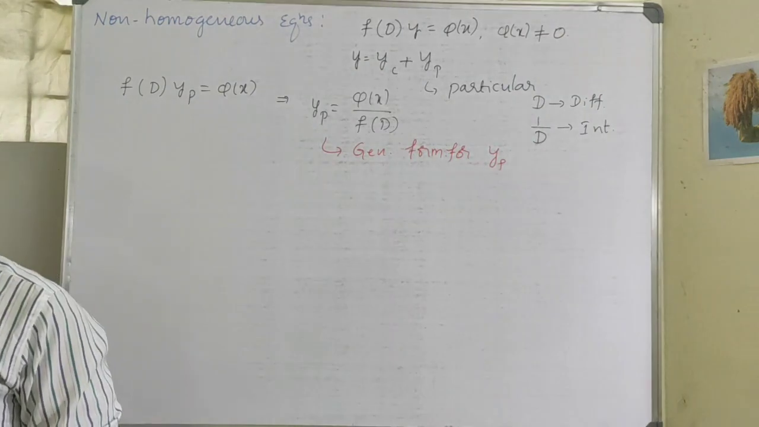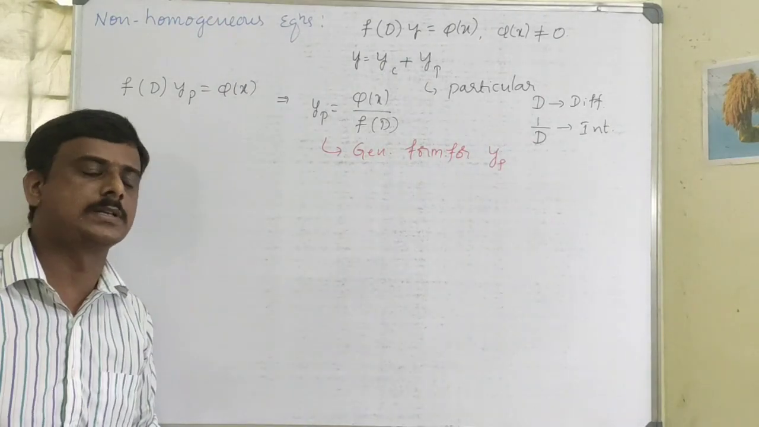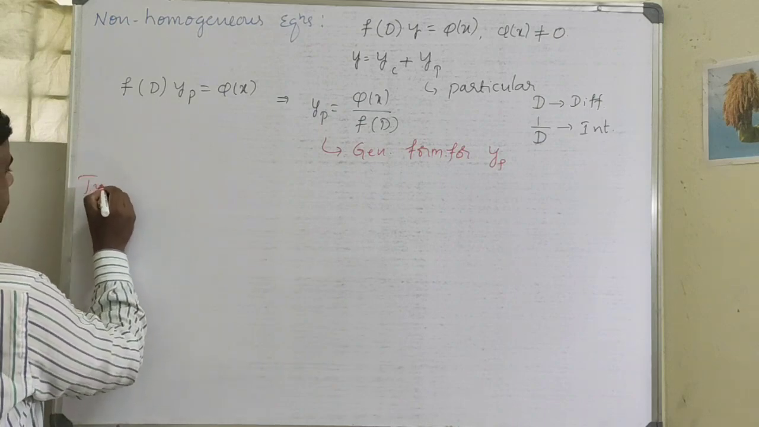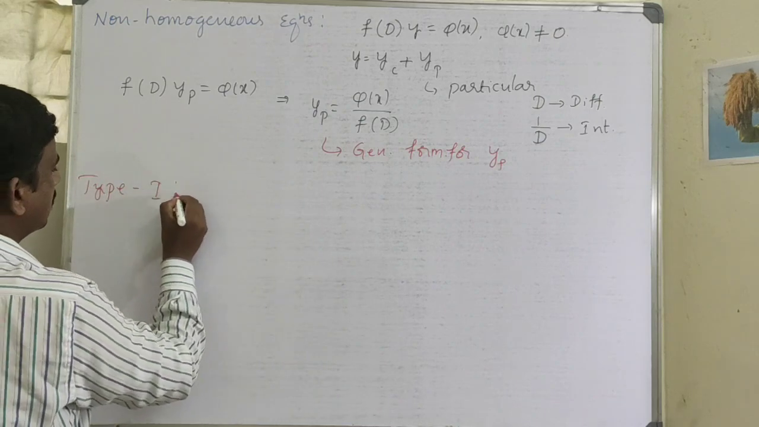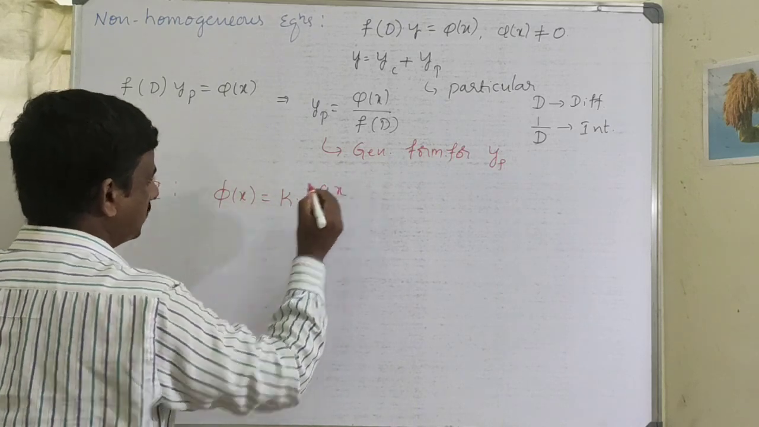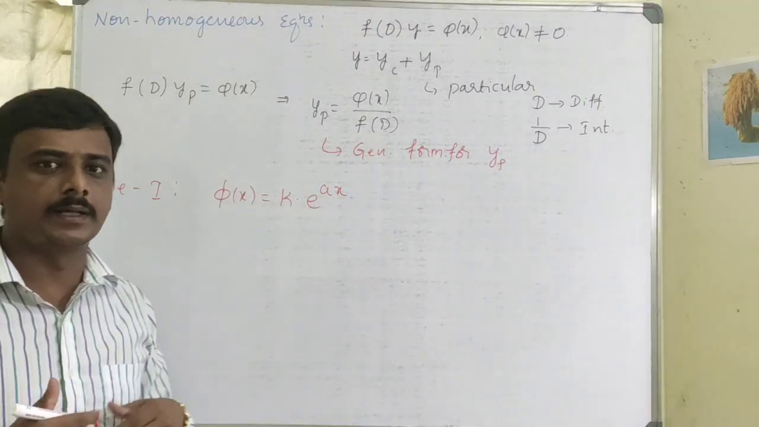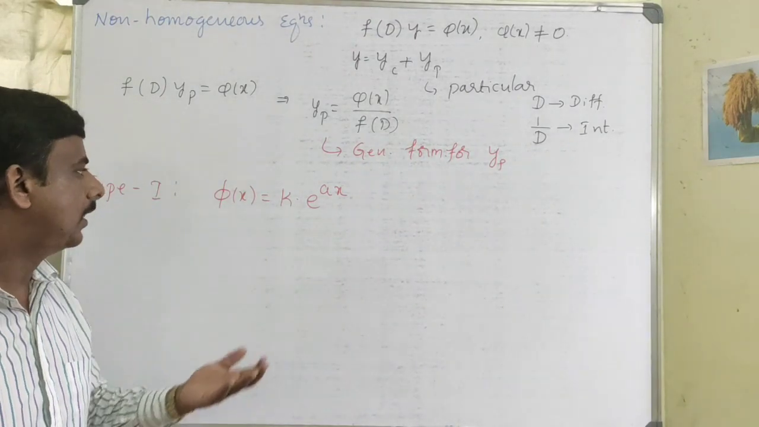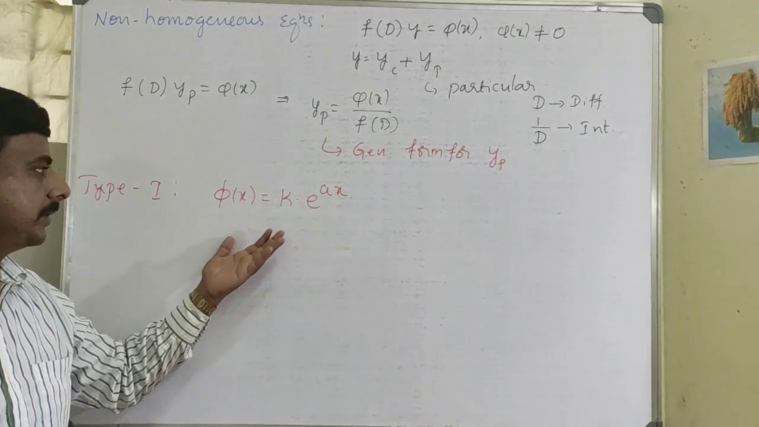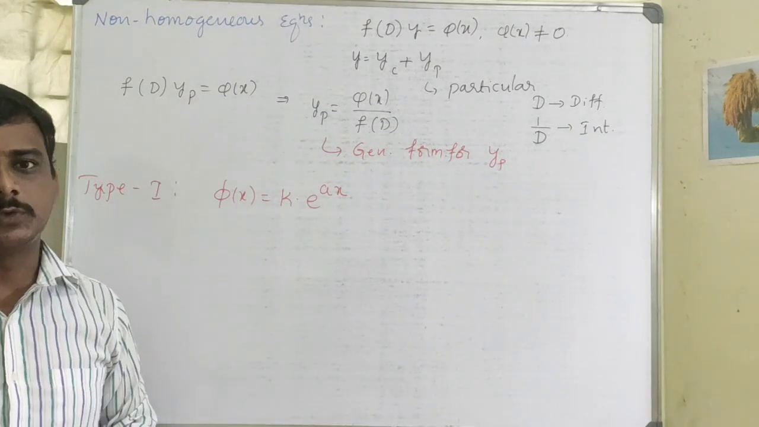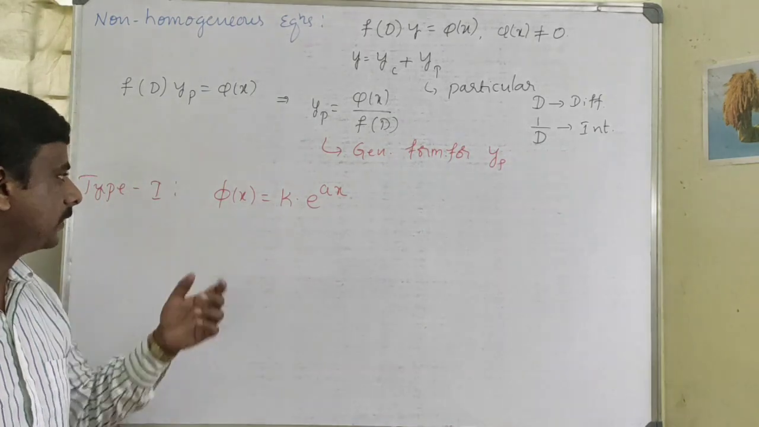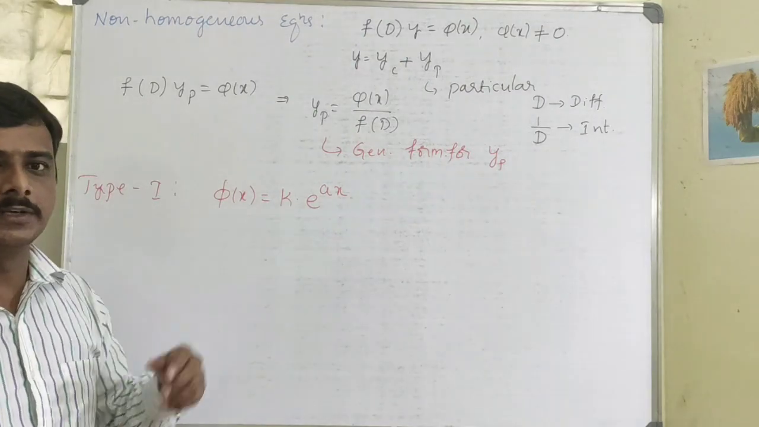There are three different types we are going to consider in our syllabus. The first type is type 1: phi of x is of the form some scalar into exponential. If the right hand term is an exponential function, then how can we determine the particular integral yp? That we are going to discuss under type 1. Type 2 will consider trigonometric functions. Type 3 we will consider polynomials. Now type 1. Suppose we have phi of x equal to k into e power ax.